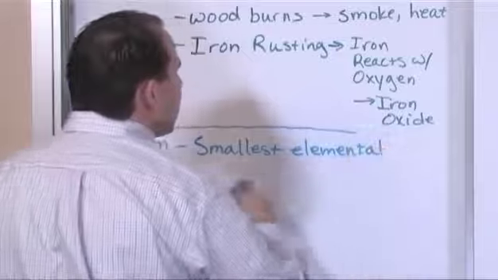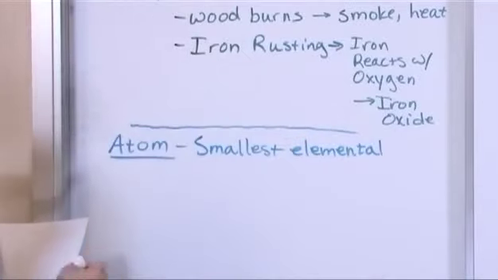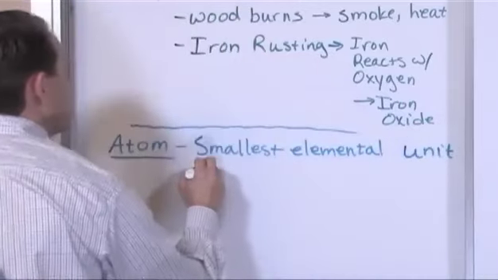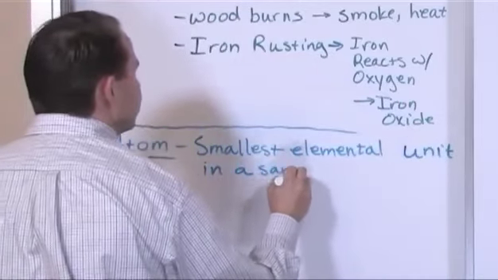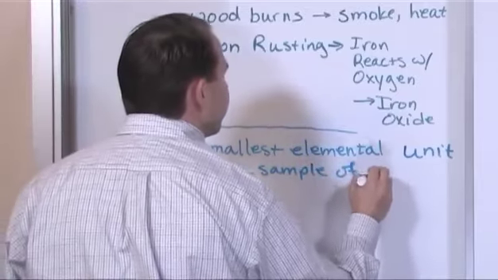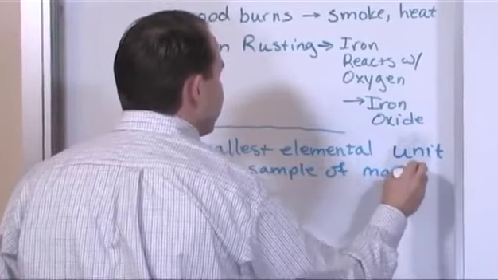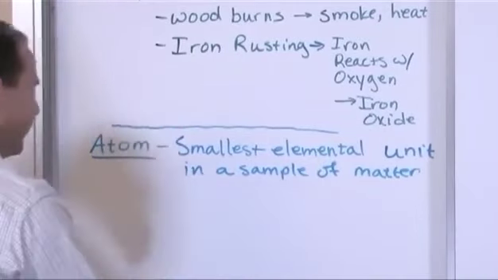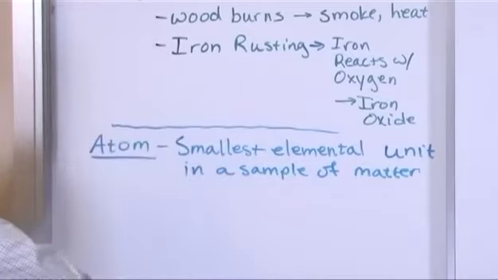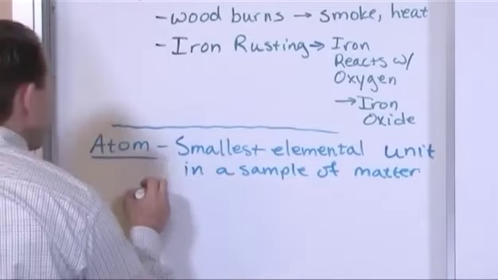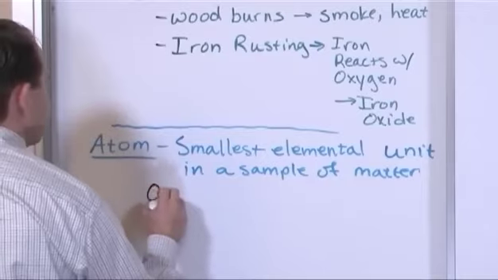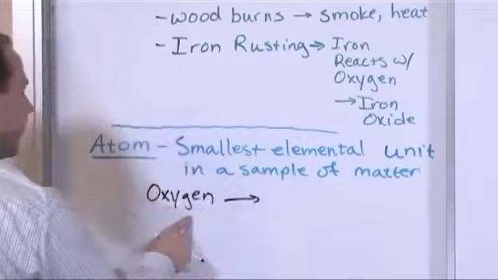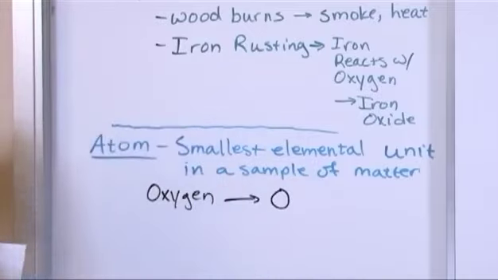And by the way, there are a million definitions for an atom you could write down, but this is mine. Smallest elemental unit in a sample of matter. All right, so what are some examples of atoms? There are things that you've heard of, that you've played with, that you've touched, and even that you've breathed. What about the atom of oxygen? All right, the chemical symbol for oxygen is the letter O, right? So that is an atom.